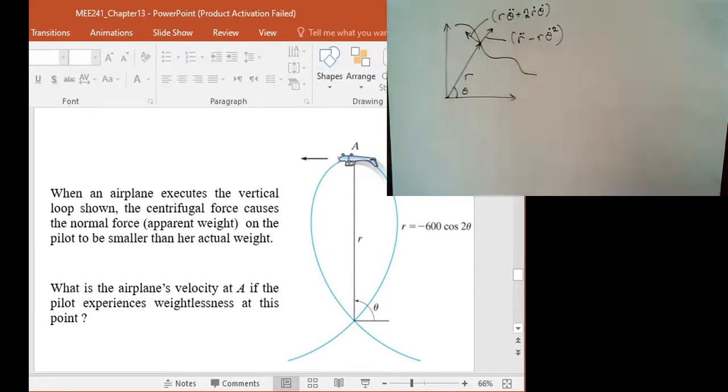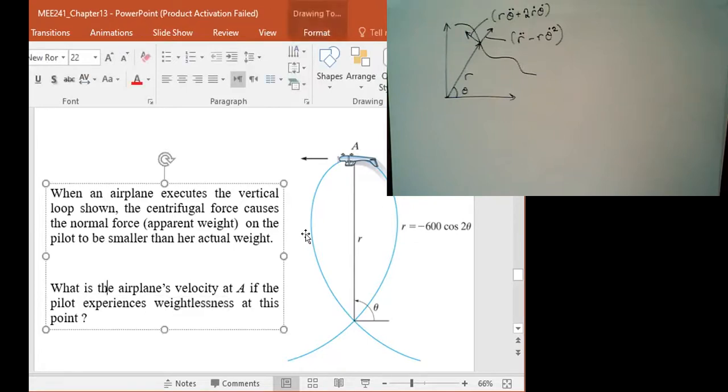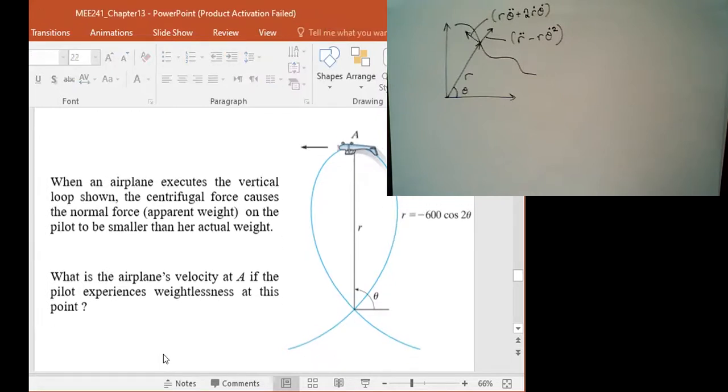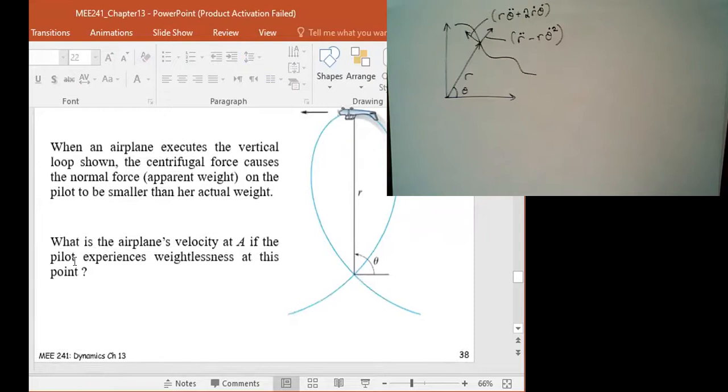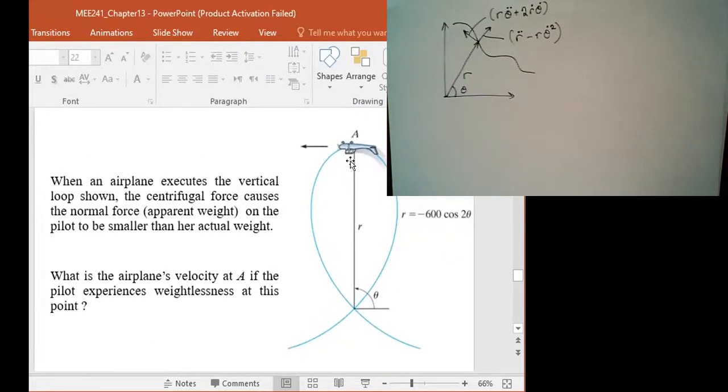Let us do this very first example that we have here in our notes. When an airplane is executing a loop, this particular loop will cause the pilot to feel weightless. When the plane is at A, the pilot experiences weightlessness. We need to find the velocity of the plane at A for the pilot to feel weightless.